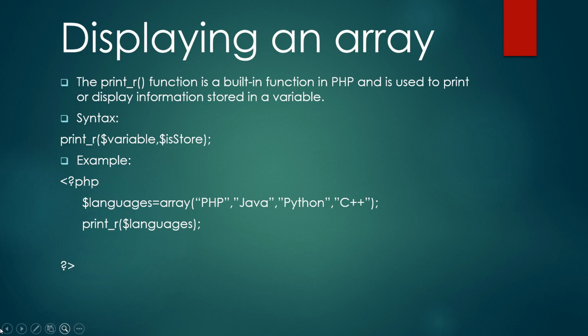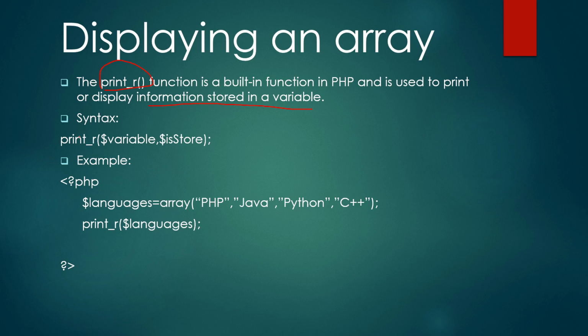The print_r function is a built-in function in PHP and is used to print or display information stored in a variable. So it will just print out all the contents which are inside that variable.